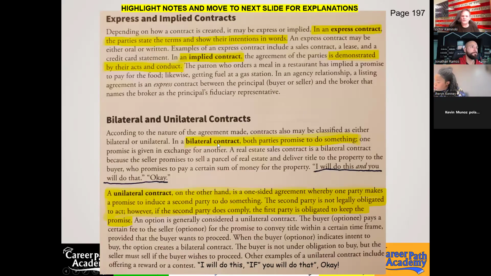A bilateral contract, bi means two. So a bilateral contract, both parties promise to do something. The litmus test for a bilateral contract is this statement right here: I will do this and you will do that.